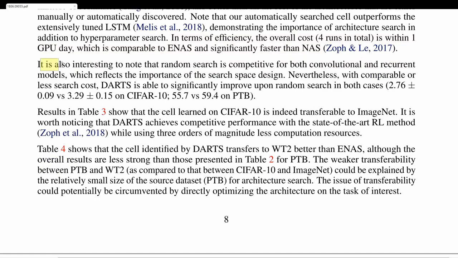It is also interesting to note that the random search is competitive for both convolutional and recurrent models, which reflects the importance of search space design. Nevertheless, with comparable or less search cost, DARTS is able to significantly improve upon random search in both cases: 2.76 ± 0.09 versus 3.29 ± 0.15 on CIFAR-10, and 55.7 versus 59.4 on PTB.